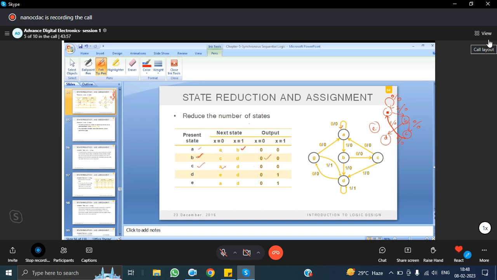Now when x is equal to 1, the next state will be equal to T and the output will be equal to 1. Okay, so like that you can draw the state diagram.